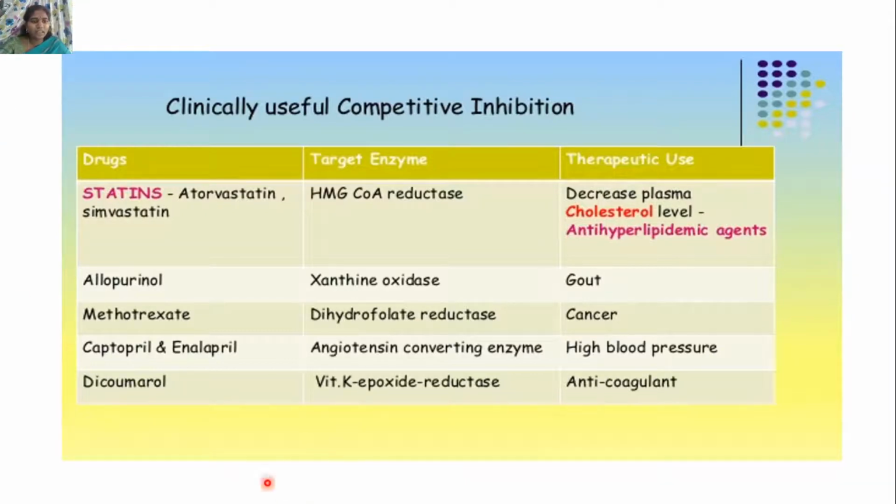Then captopril and enalapril. The target enzyme is angiotensin converting enzyme, and the therapeutic use is in the treatment of high blood pressure. And dicoumarol, the target enzyme is vitamin K epoxide reductase. It is used as an anticoagulant. So just remember the concept: in competitive inhibition, inhibitors compete with the substrate.